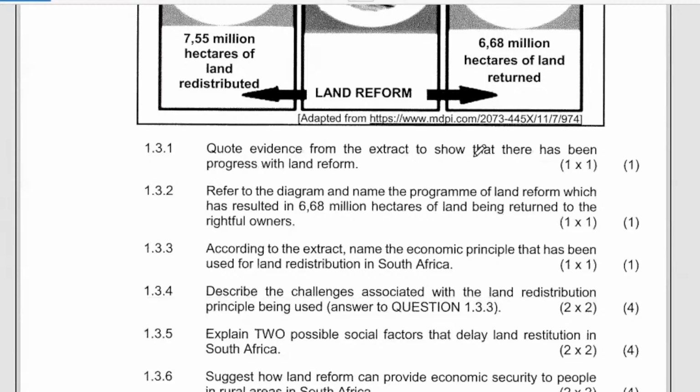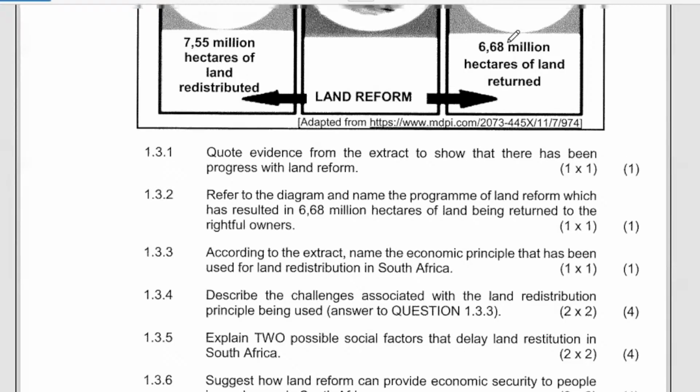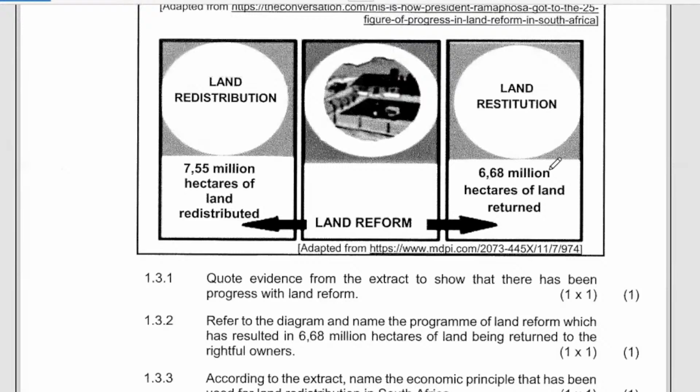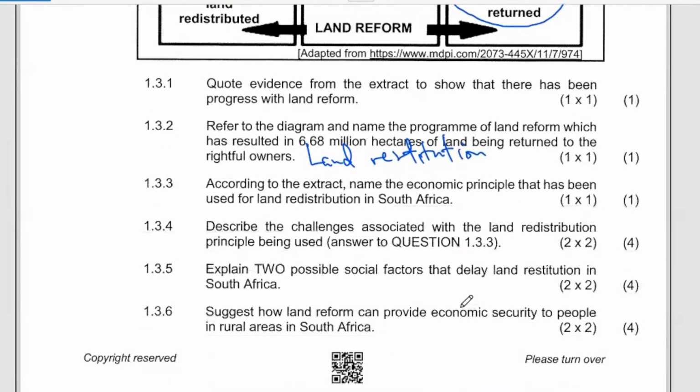Refer to the diagram and name the program of land reform which has resulted in 6.68 million hectares of land being returned to the rightful owners. If we come here, we can see that it's 6.68 million hectares of land which has been returned to the rightful owners. And when we are talking of returning land to the rightful owners, we are looking at land restitution. So our correct response for this one, number 1.3.2, is the policy of land restitution. Right. We move on to the next question.